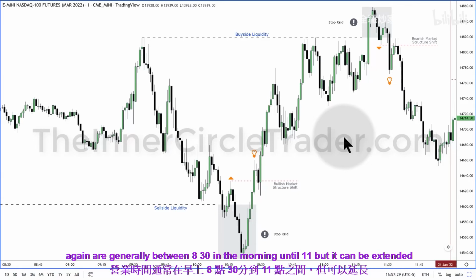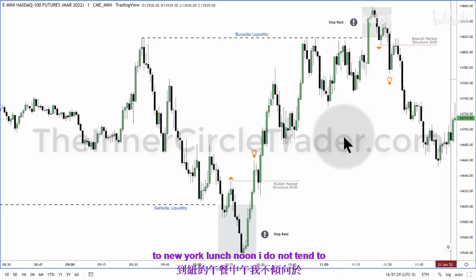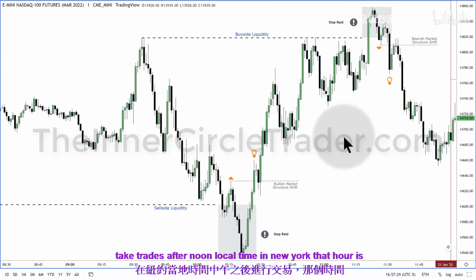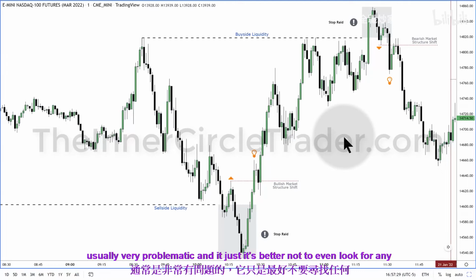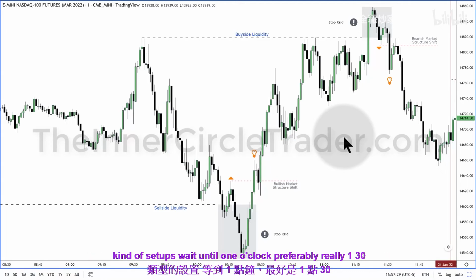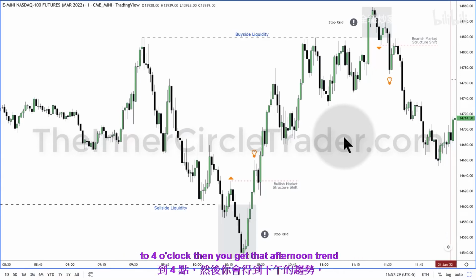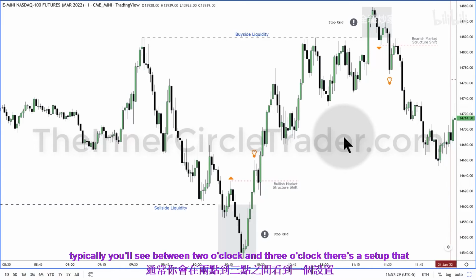Pretty easy, right? The hours of operation, again, are generally between 8:30 in the morning to 11, but it can be extended all the way to New York lunch, noon. I do not tend to take trades after noon local time New York. That hour is usually very problematic, and it's better not to even look for any kind of setups. Wait until 1 o'clock, preferably really 1:30 to 4 o'clock, then you get the afternoon trend.